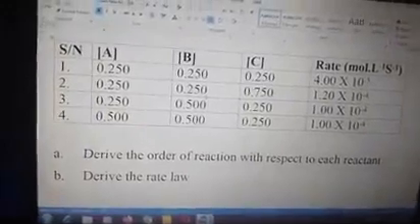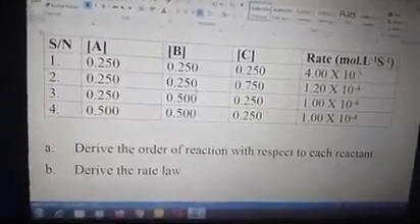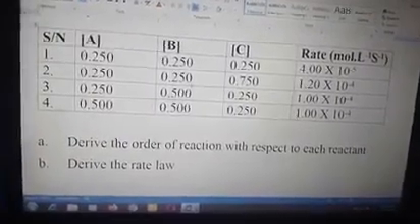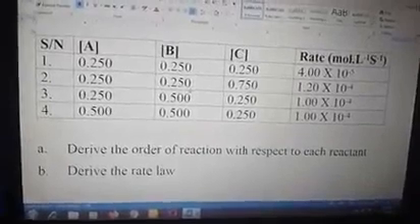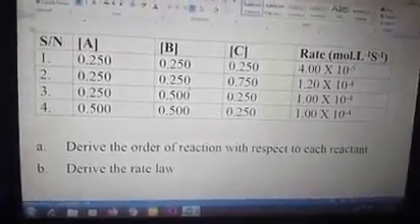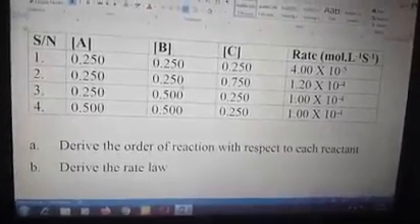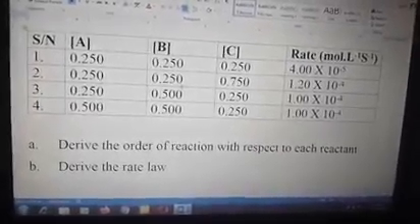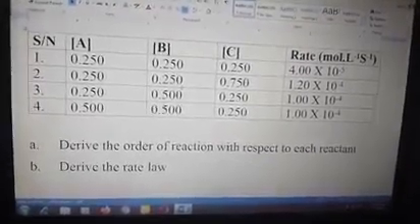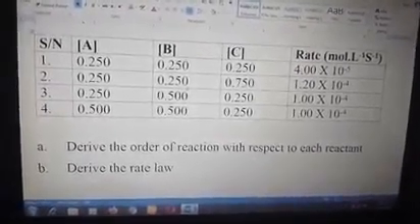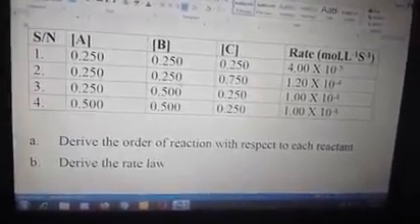Look at experiment 3. We see that the concentration of A is 0.250, B is 0.500, and C is 0.250. So in experiment 3, A and C have equal concentration. Then go to experiment 4. You see that A is 0.500, B is 0.500, and C is 0.250. So we see that in the fourth experiment, B and C have the same concentration.